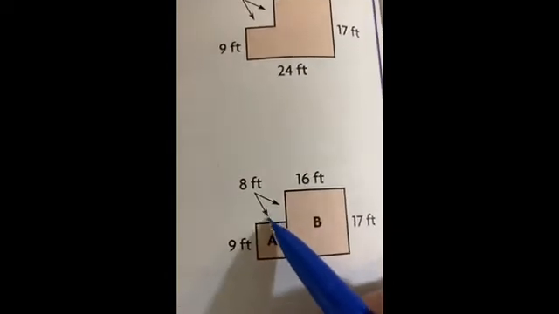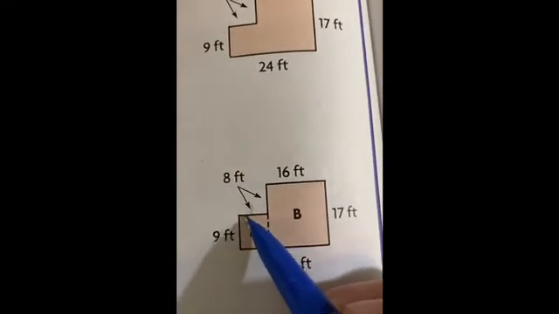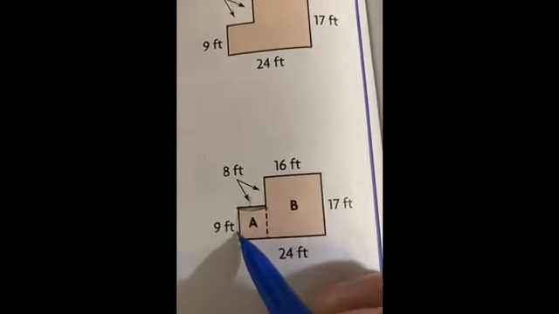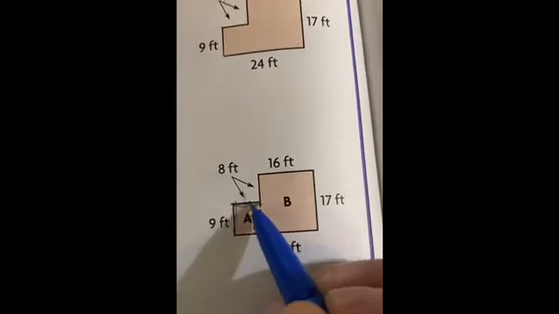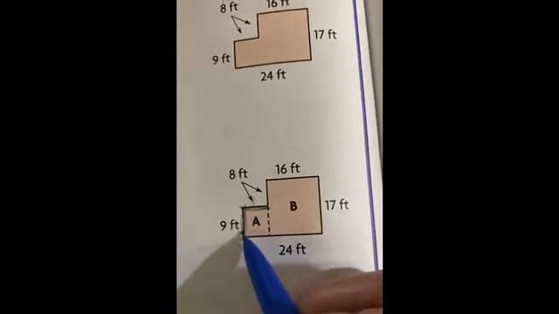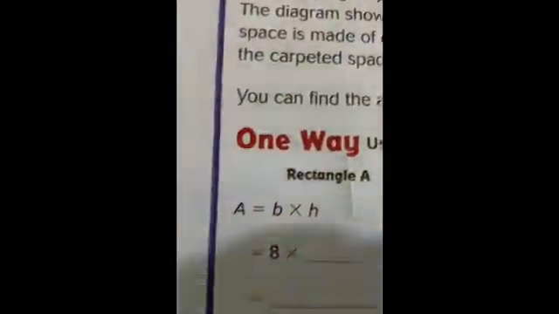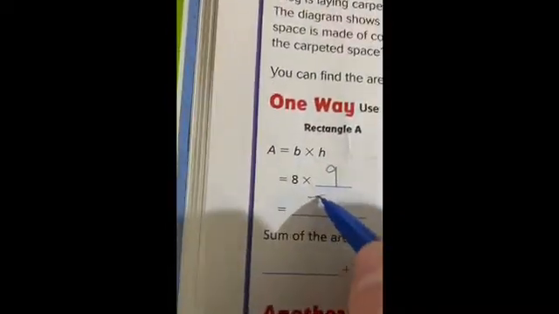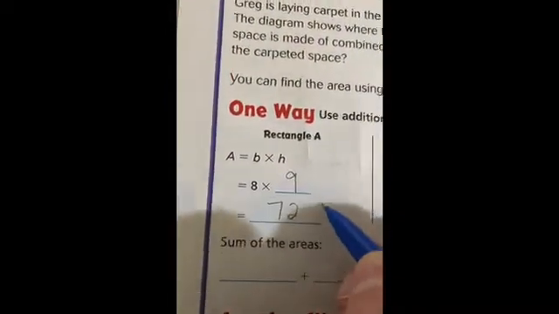They're really nice to us because they use these arrows. They're telling us this is 8, and we can see that this is 9. So base 8, height 9. So 8 times 9 is 72 square feet.